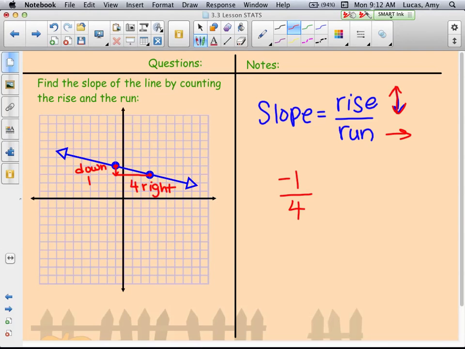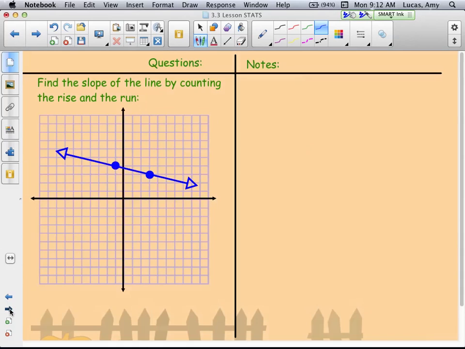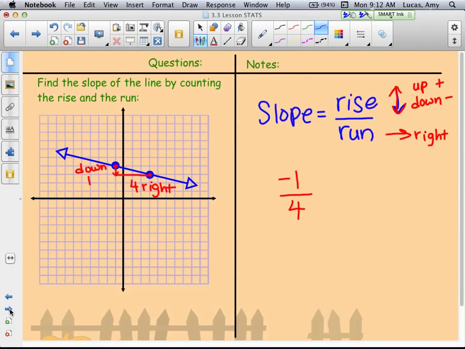So -1/4. So when you're going up is a positive number. And when you're going down for the rise, down is a negative number. And you're always running to the right, left to right. So down 1 over 4 means the slope is -1/4. Remember how we said a positive slope from left to the right, the line is going up? So on this first one, this line was going up, so it's a positive slope. This second one, it was going down, so it's a negative slope.